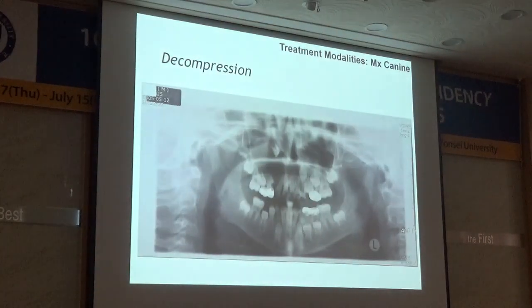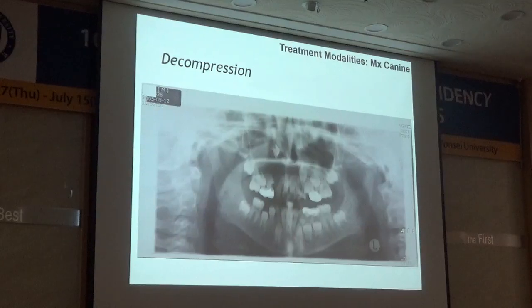The third treatment option is decompression. Decompression is only available on a child of about 8 to 10 years of age. He came to my clinic. This is the infected tooth, and there is a very large cyst around it.